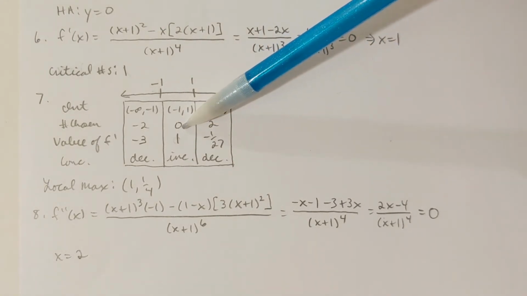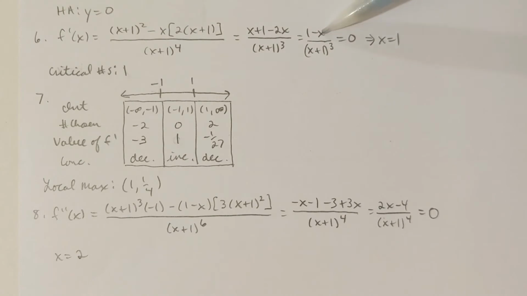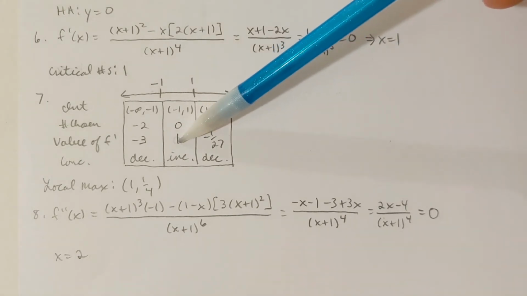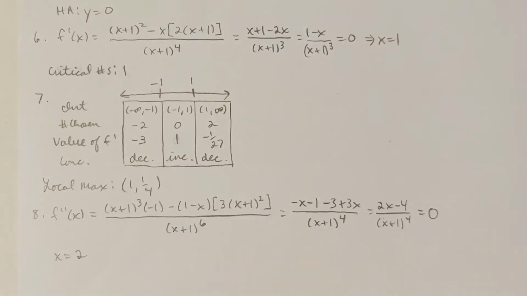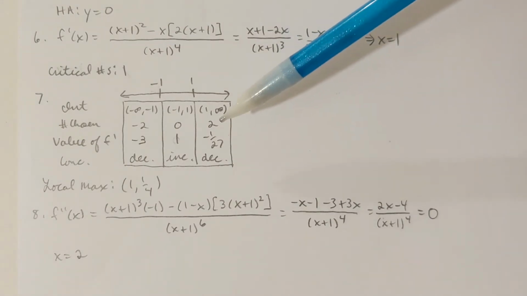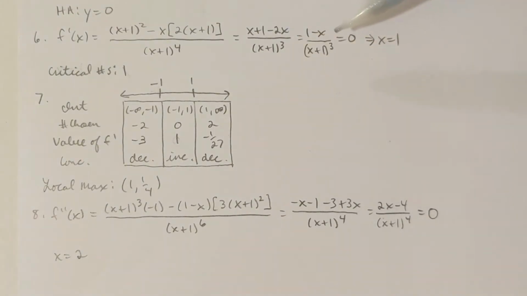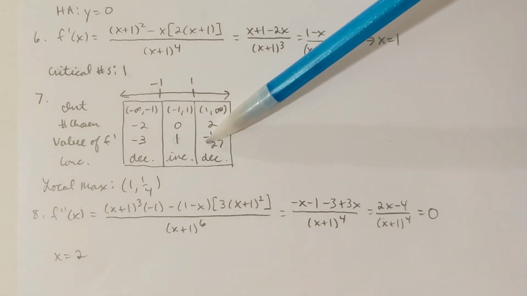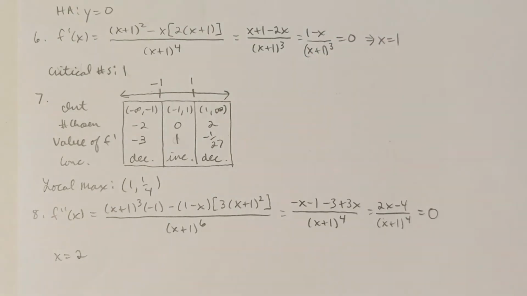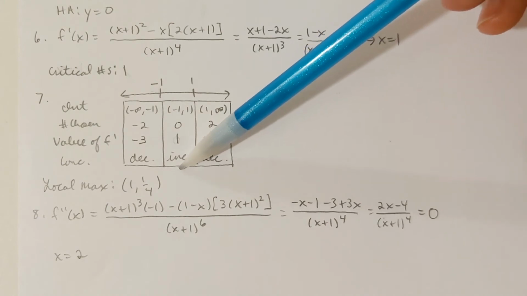If we let x be 0 in the middle interval, we're going to get 1 divided by 1 is 1. So we're increasing there. And if we let x be 2 in the last group, 1 minus 2 is -1 divided by 3 cubed is 27. And so that's a negative there. We're going to be back decreasing again. Okay, we're increasing and then decreasing.